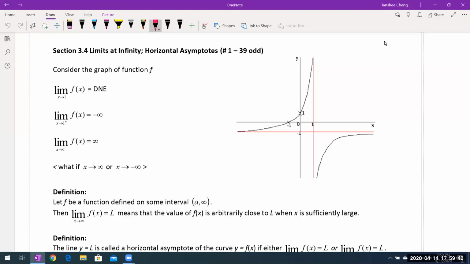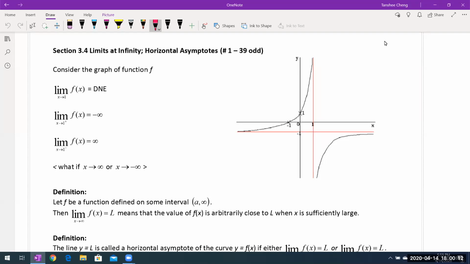So 3.4, we want to look at limits at infinity. So far, what we did is we talk about limit as x approaches 1, limit as x approaches 2 from the left-hand side or from the right-hand side. But what we are interested in now is, what if x goes to infinity or when x approaches negative infinity? What does that mean for us in terms of calculus?